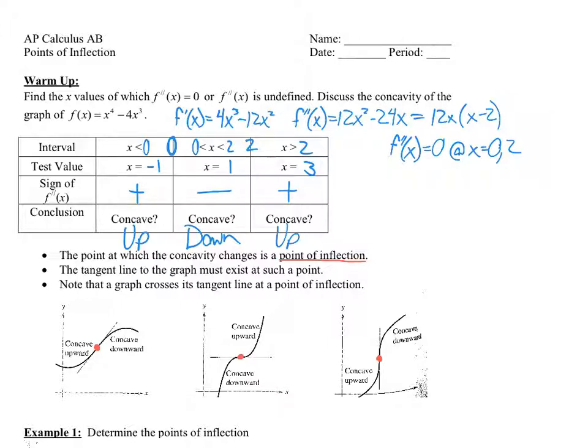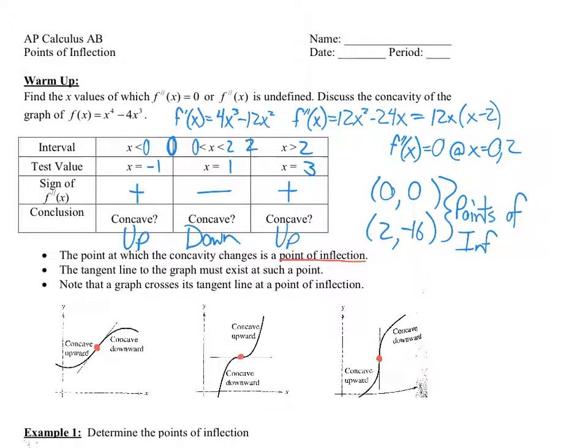Now, what this means is we have points at 0 and at 2. If I plug them into the original equation, I get (0, 0) and (2, negative 16), since 16 minus 32 is negative 16. These are points of inflection. They are points where we change concavity. We don't have two different kinds like max and min. We just call them points of inflection.